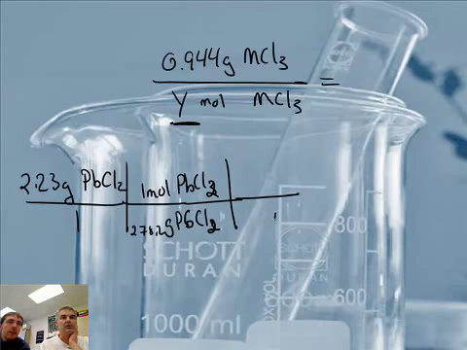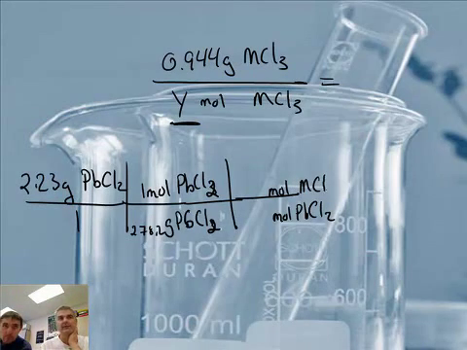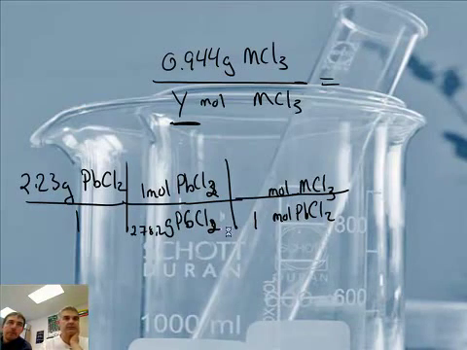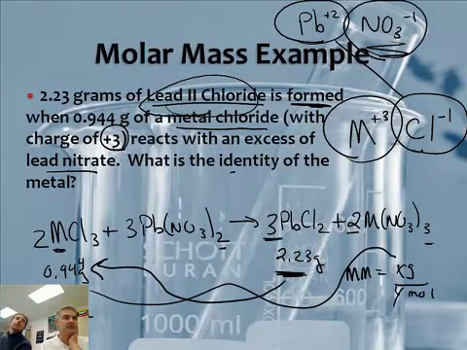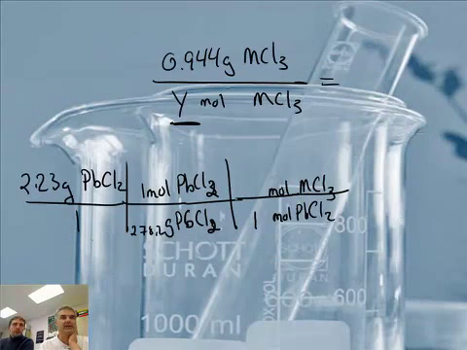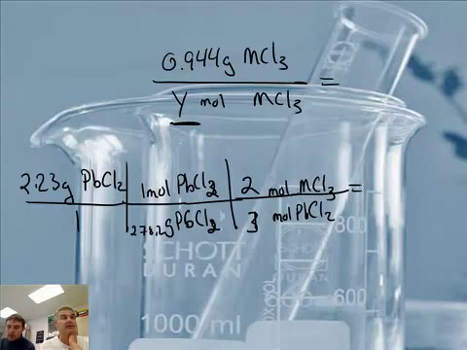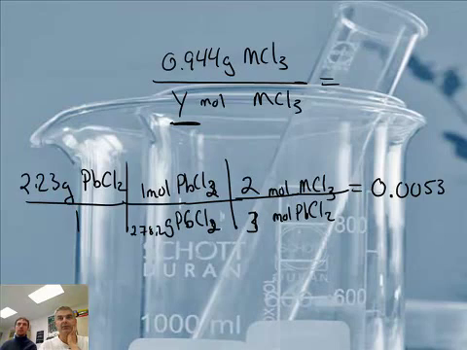Then I'm going to say the mole ratio. So moles of PbCl2 to moles of MCl3. See, we have to go back and forth. This was a 3, and this is a 2. And then we're done. We do not do one more step. Right there. So that gives us usually small numbers. It's pretty small. It's 5.34 times 10 to the negative third, or 0.00534 moles of MCl3.